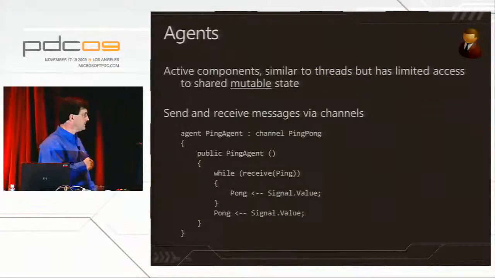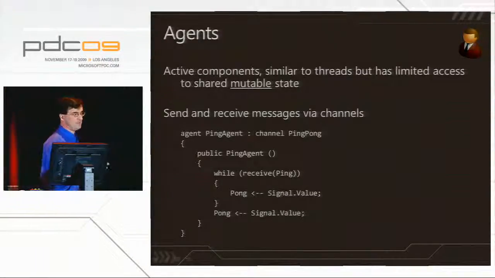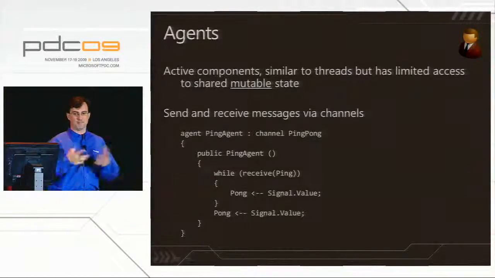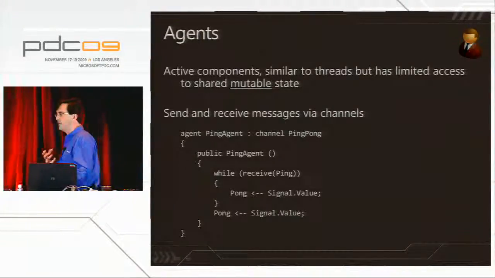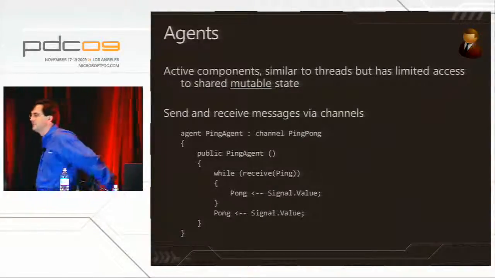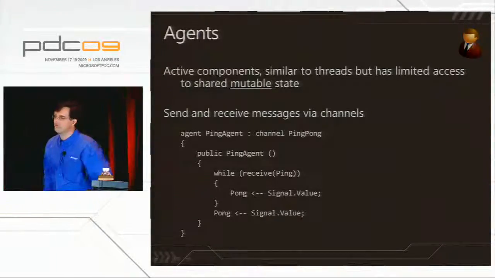All right, agents are active components. Domains are passive. Channels are just like plumbing, right? Agents is where we put our control flow. That's where we put our logic that is moving the algorithm forward, if you will, right?